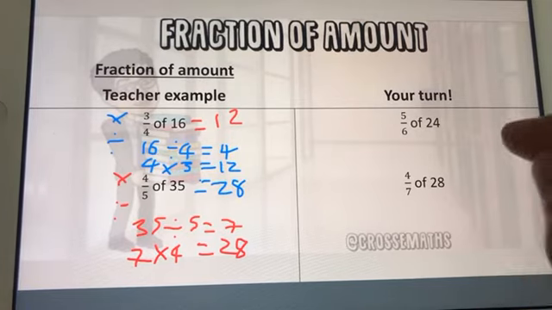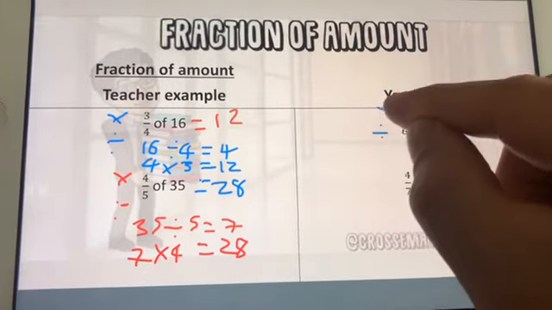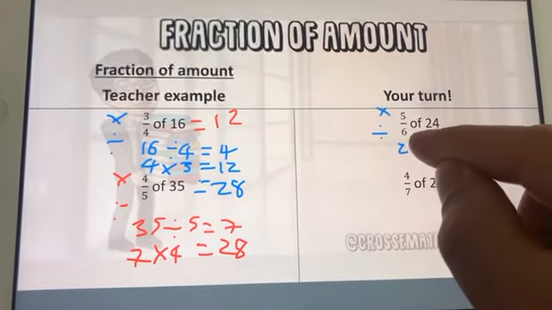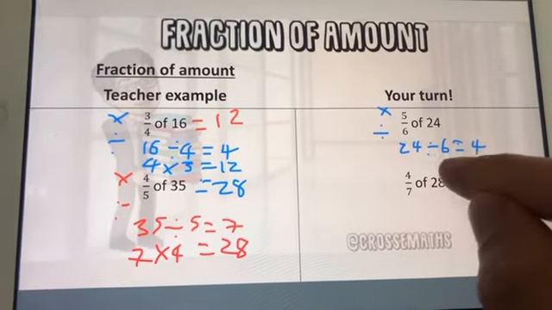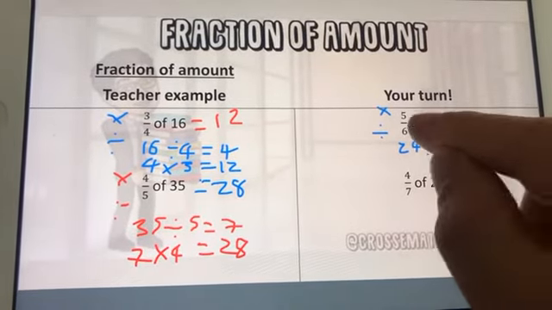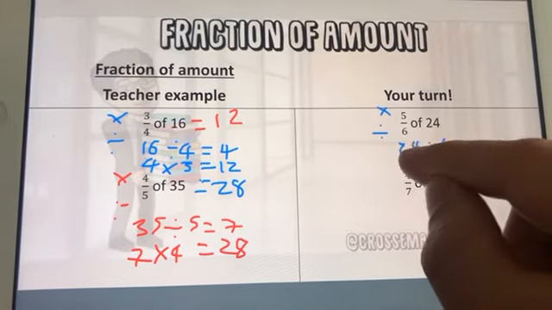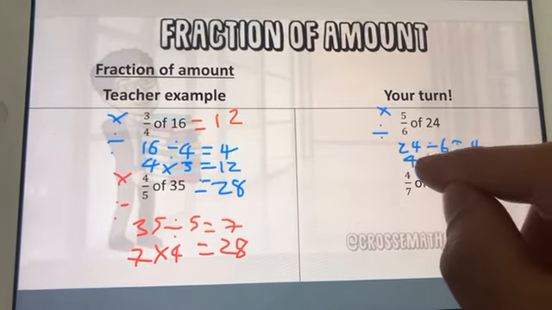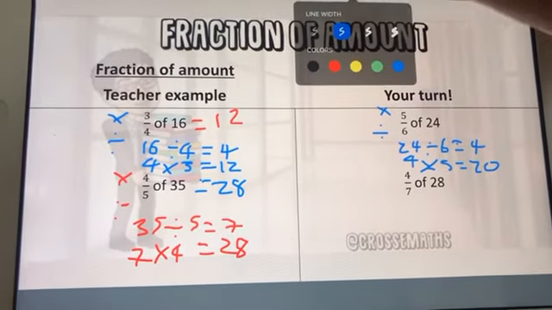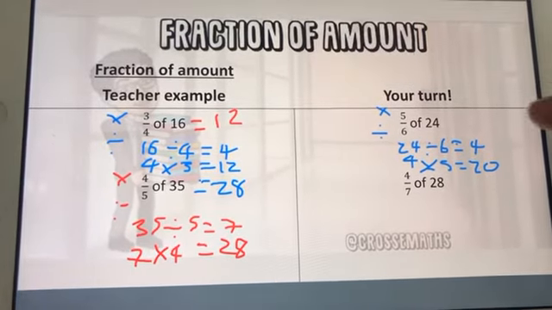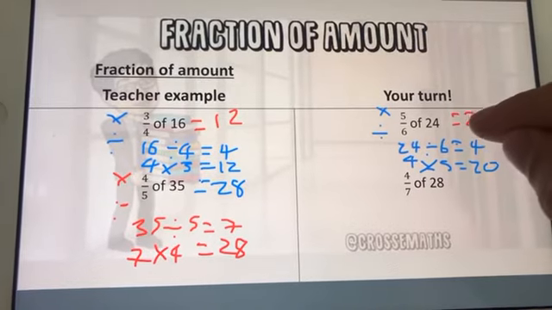Right then, so divide by the bottom, times by the top. Same thing applies over here. I'm going to do 24 divided by 6 gives me 4. We saw that a minute ago. And then I'm going to times that 4 by the top. So 4 times by the top, which is 5, gives me 20. So my answer for 5/6 of 24 is just 20.